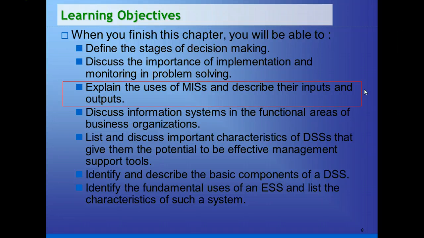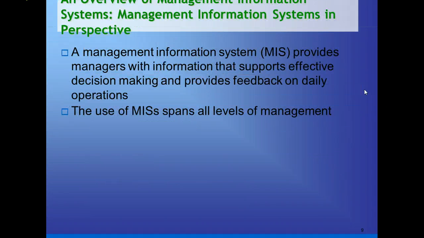Now next, we go on to explain the uses of management information systems and describe their inputs and outputs. Now, an overview of management information systems. A management information system provides managers with information that supports effective decision making and provides feedback on daily operations. It provides managers and decision makers with information to help achieve organization goals.